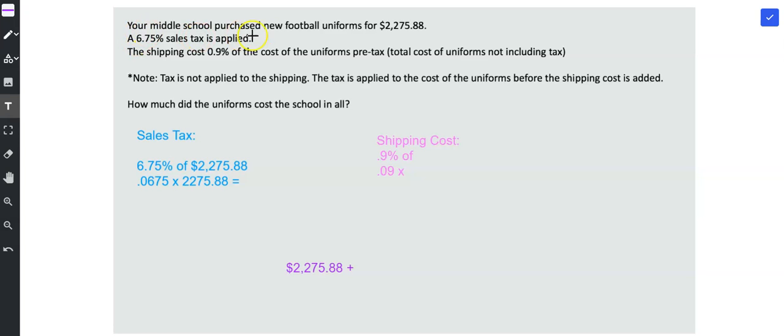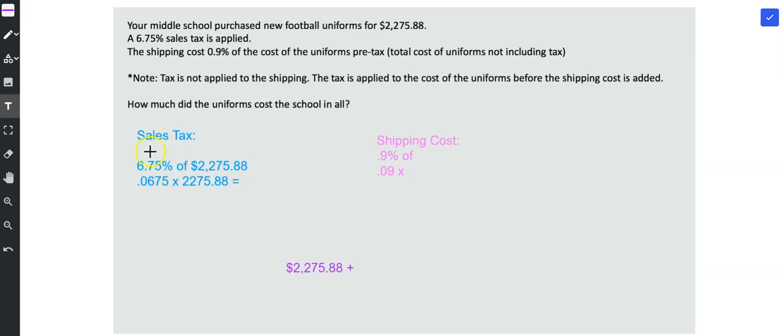Your middle school purchased new football uniforms for $2,275.88. A 6.75% sales tax is applied. The shipping cost is 0.9% of the cost of the uniforms pre-tax, so the total cost of uniforms not including the tax. Note, tax is not applied to the shipping. The tax is applied to the cost of the uniforms before the shipping cost is added. How much did the uniforms cost the school in all?